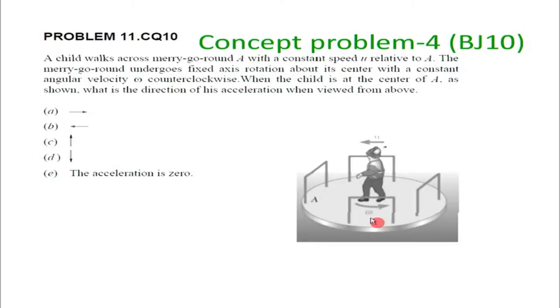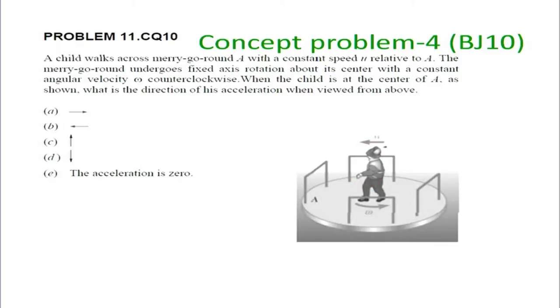Now what we do is keep on accelerating this merry-go-round, keep on rotating it, such that it reaches an angular speed of omega. At that instant, the child doesn't want to stay at the center, so he starts walking out from the center with a velocity v, or u, in the outward direction. And what is asked is: if I look from the top, what is the direction of the acceleration that the child will face?